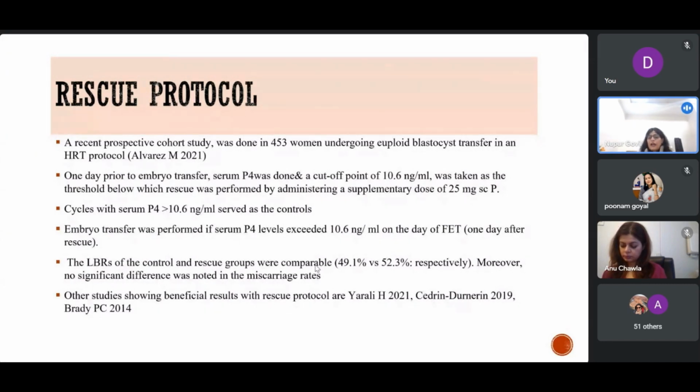So especially in obese patients, where the pharmacokinetics may vary and absorption may vary, we can do progesterone one day prior to our ET cycles. And although this cutoff has been different in different studies, we can take a cutoff of 10.5 or 15, and if it is less than that, we can add progesterone to our already running progesterone protocol.